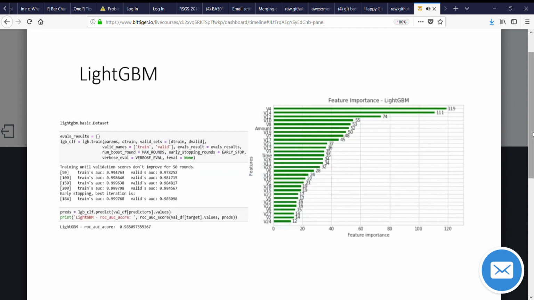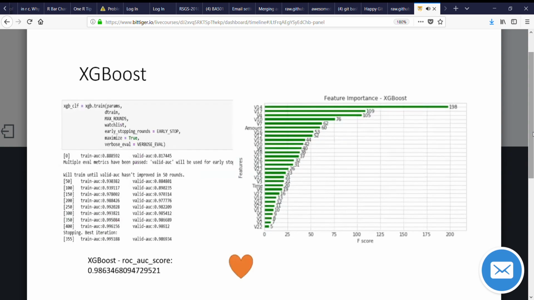The next model is LightGBM. Here are the results. Similarly, we also have the XGBoost. It yields the highest AUC score, and the performance is pretty good. It's quite fast. It's faster than the last one because it requires less computing power. So I think this one has the best performance among all those models.